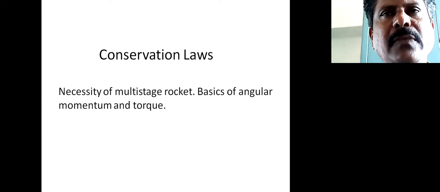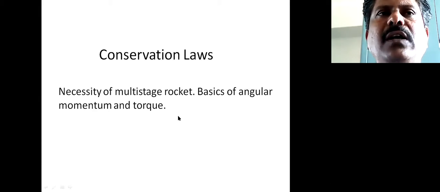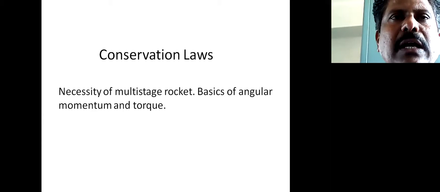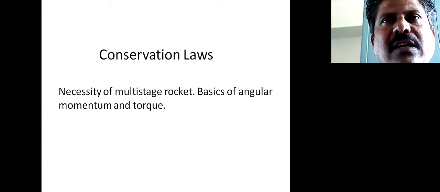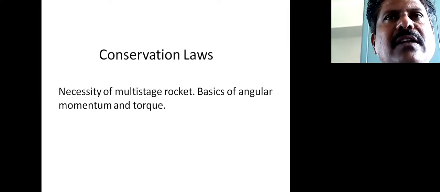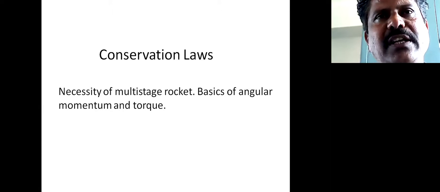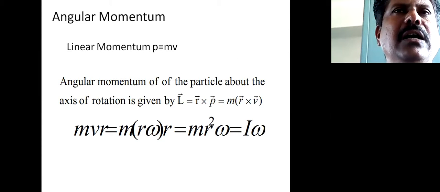Okay. So this is about the necessity of the multi-stage rocket, which is to have higher velocities. As the number of rockets is increased, automatically the velocity of the rocket goes on increasing. Okay.